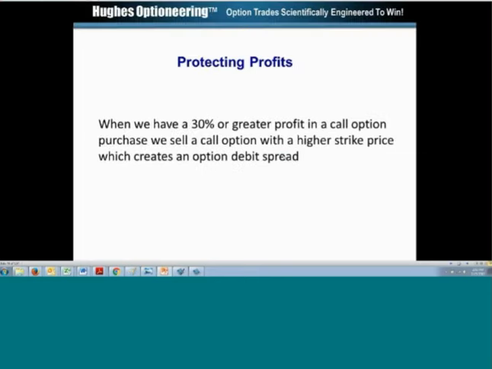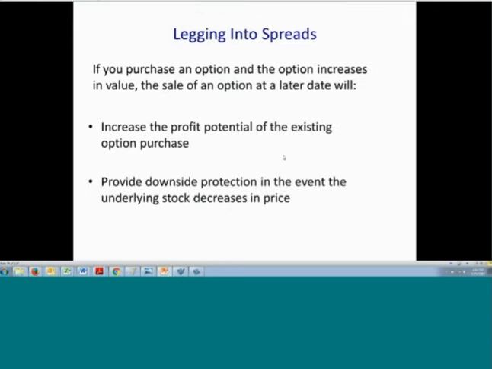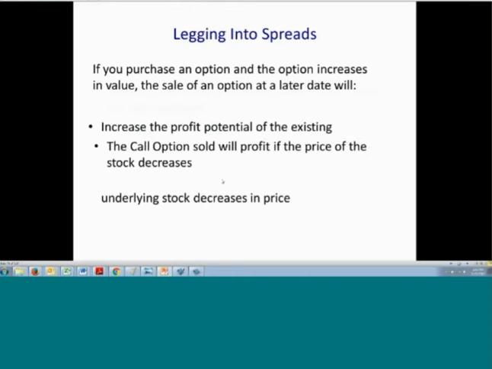So if we have a 30% profit in any call, then we'll create a spread by selling a higher strike price call option. So if you purchase an option and you have a profit on that option, and then at a later date you sell an option to protect those profits, it increases the profit potential of the existing option purchase, and then also provides downside protection if the stock starts to decrease in price.